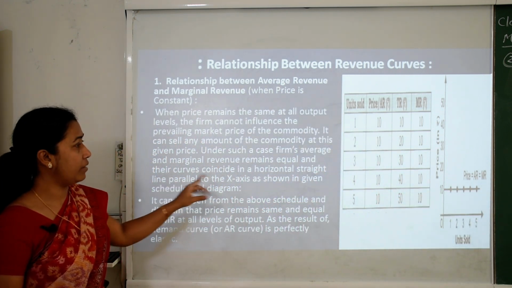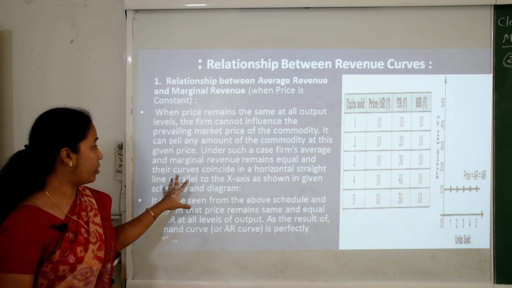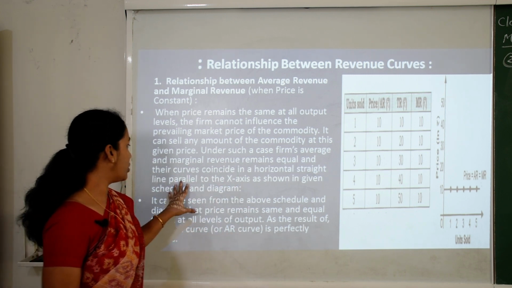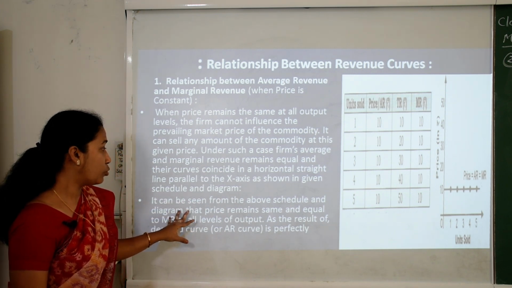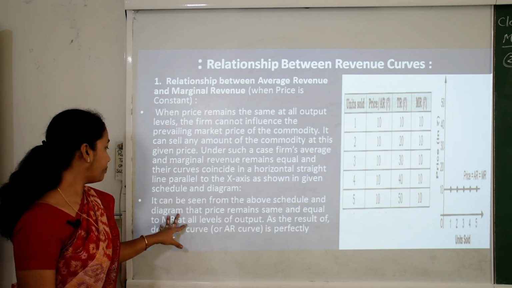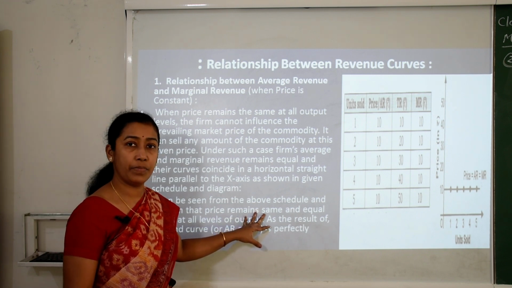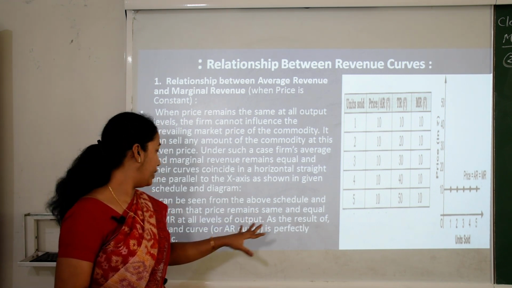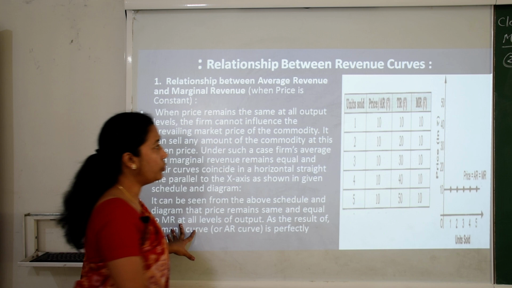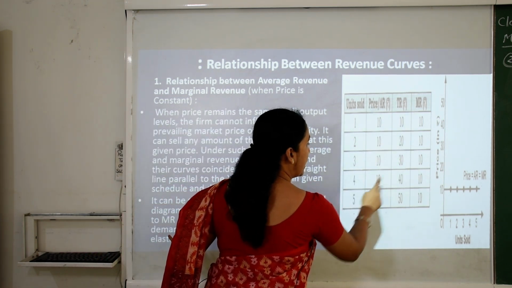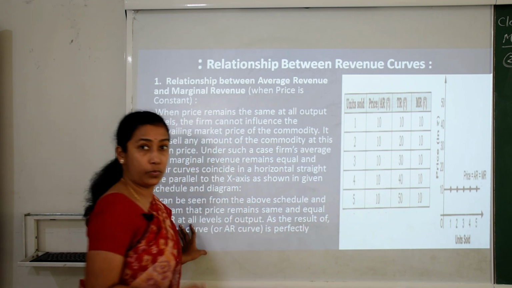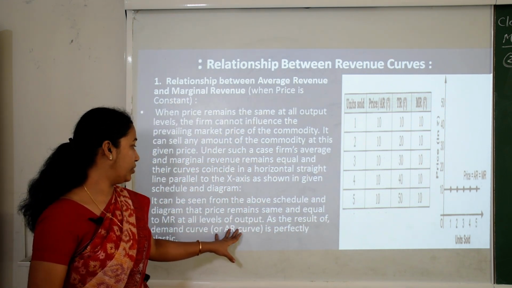Now, here we get a curve as a horizontal straight line which is parallel to the x axis, as shown in the given schedule and diagram. So, it can be seen from this schedule that price remains the same at all levels of output and is equal to marginal revenue at all levels of output. That is, price and marginal revenue are the same at all levels of output, whatever quantity is sold.